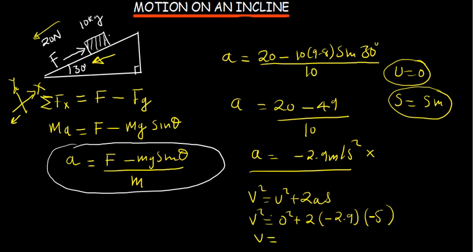So to find v, it is going to be the square root of 2 multiplied by 2.9 multiplied by 5. So this is how fast it's going to be moving, going down. 5.39 meters per second. That will be the velocity of this object going down.